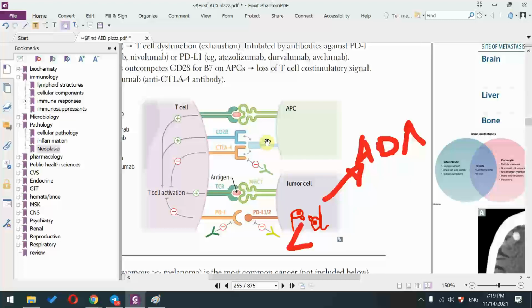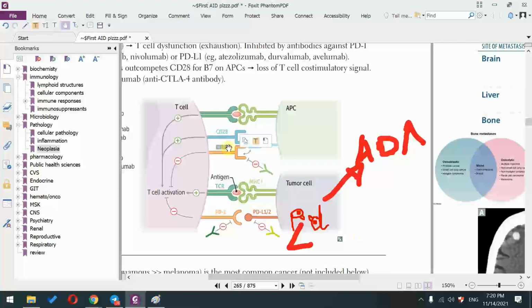Okay, while the B7 is inhibited by the CTLA4. Is that a good thing? I'm sorry, I made a mistake. What happens exactly is that the B7 activates the CTLA4. But when this guy gets activated, it inhibits the activation of the T cell. So if you activate the CD28, that stimulates the T cells. If you activate the CTLA4, that inhibits the T cells.